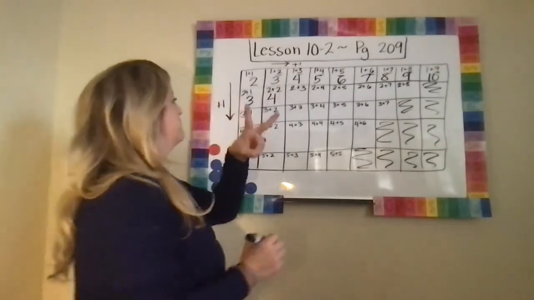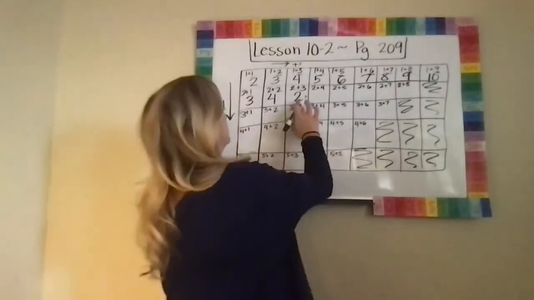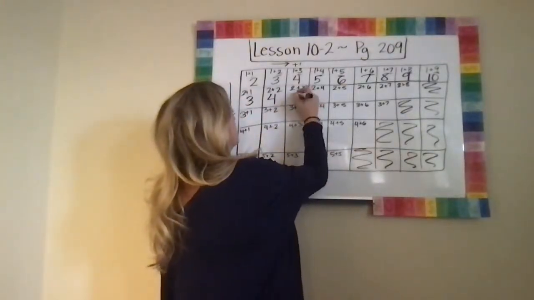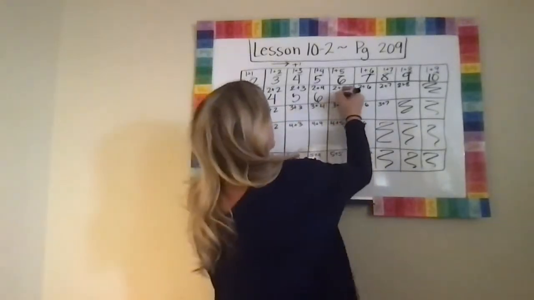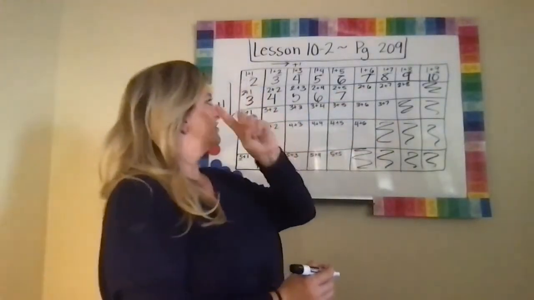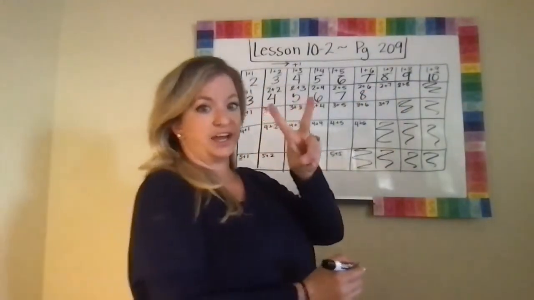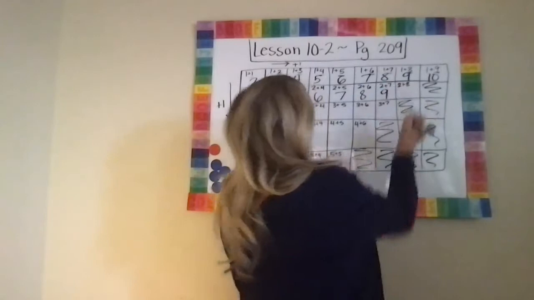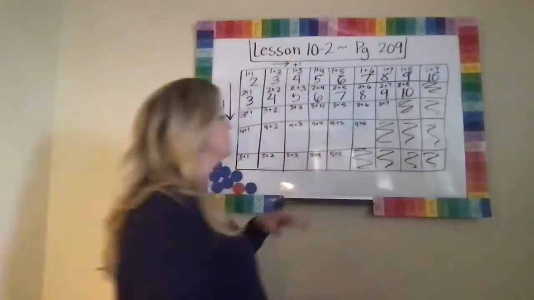3, 4, 5. 4, 5, 6. Oops. 5, 6, 7. 6, 7, 8. 7, 8, 9. 8, 9, 10. There we go.